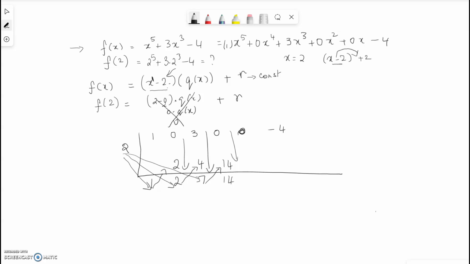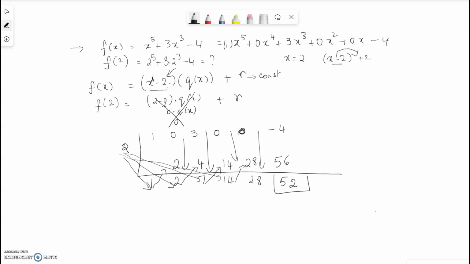And I do the multiplication. So 2 times 14 is 28. Bring this down and you get 28. 28 times 2 is 56. So I write it here. 56 minus 4 is 52. So the remainder is 52.